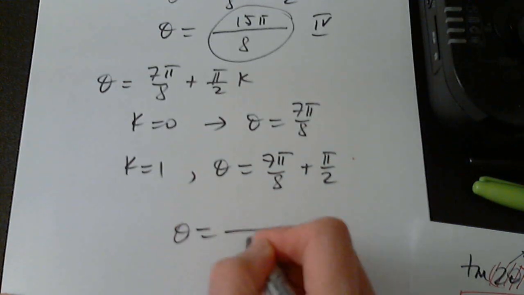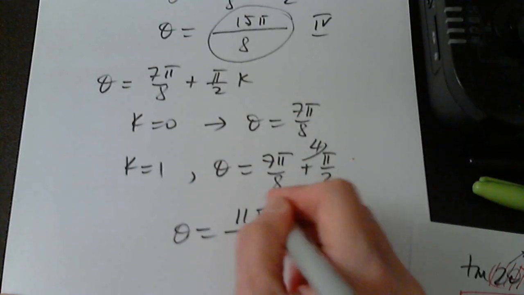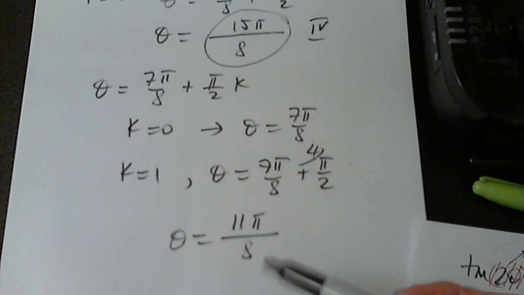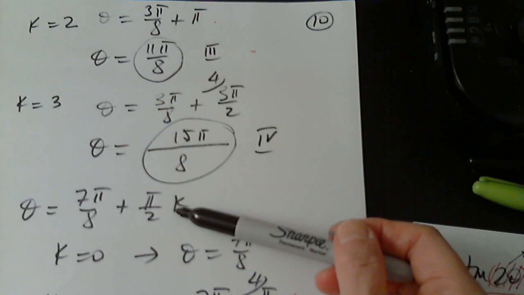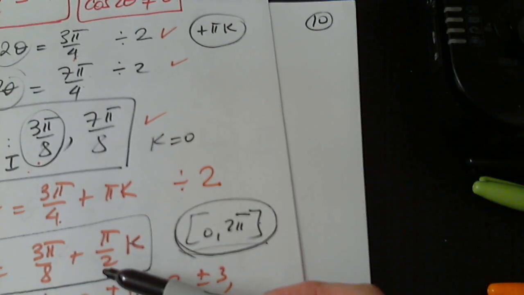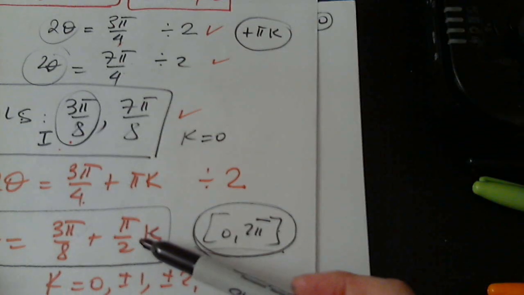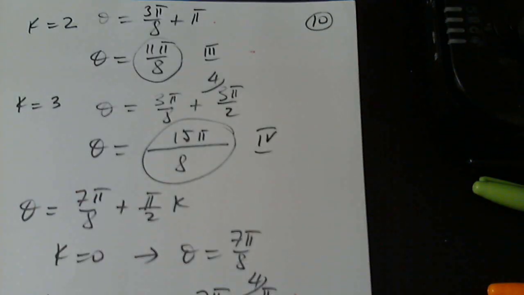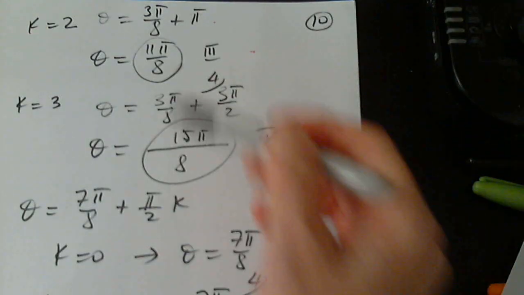Denominator is 8, so we need a 4, 11 pi over 8. Okay, so it was 7 pi over 8 plus pi over 2. Just making sure. 7 pi over 8 plus pi over 2. Yes, with 1 and with 2, I'm getting exactly the same thing.